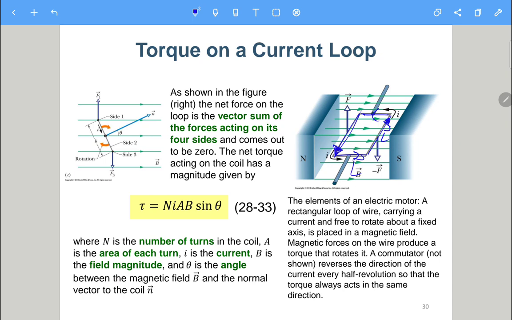So this one will be rotating clockwise. So when you see here, the current is going counterclockwise. However, the whole stuff will be rotating clockwise.